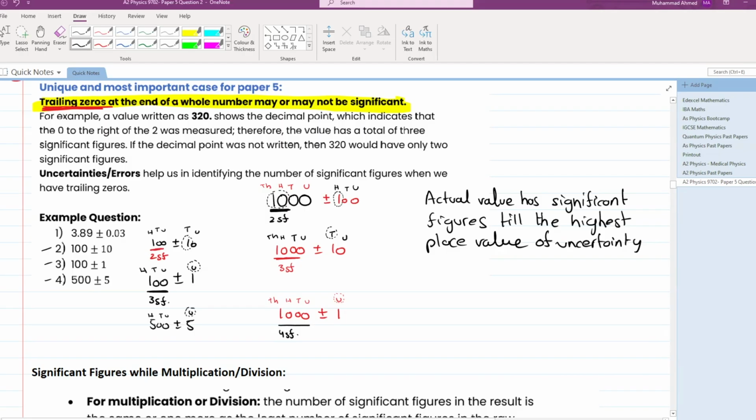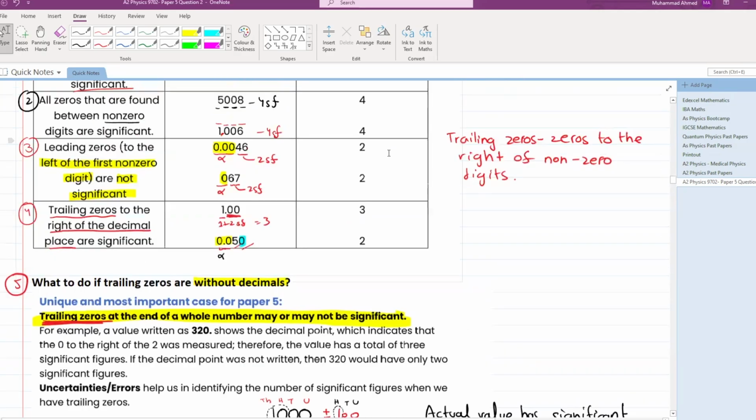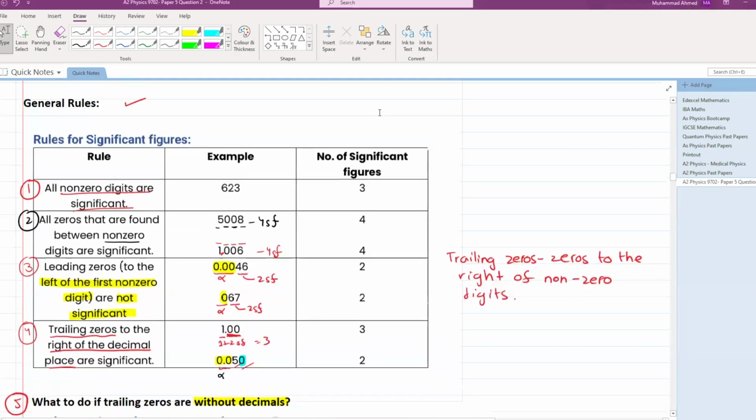The highest place value is unit. So the place value till which you count the significant figures of the actual value is unit, because the highest place value in the uncertainty is unit. These are your 3 significant figures. Simple. I hope all the 5 rules for significant figures are clear. Now let's move on to some specifics.